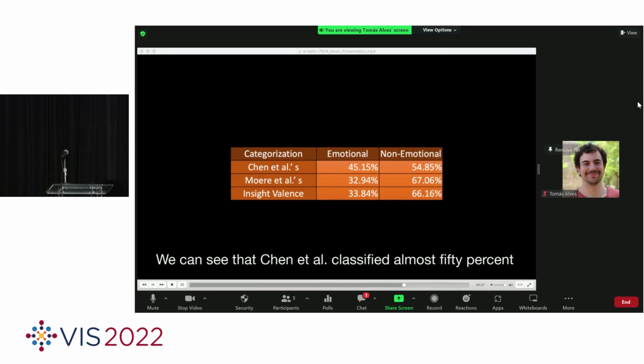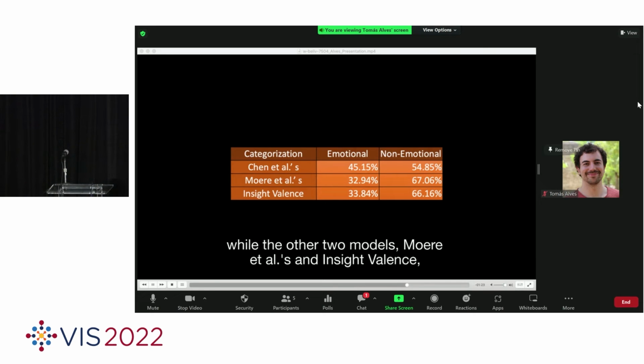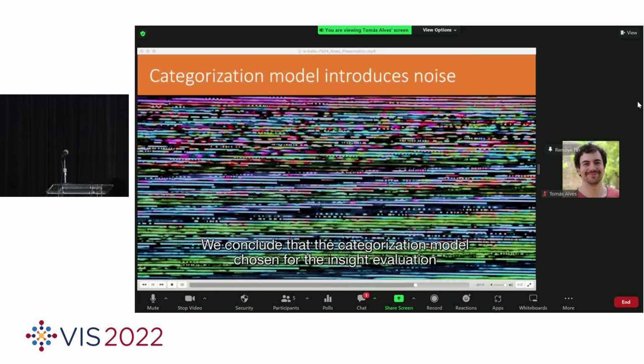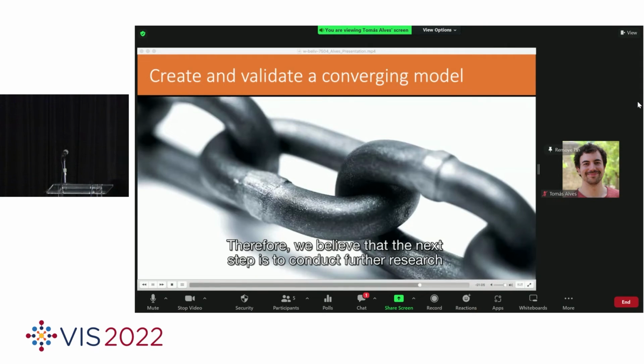Classified almost 50% of the insights as emotional, while the other two models, Moore et al. and Insight Balance, classify about the same number of emotional insights, meaning that, again, there's a discrepancy in the distributions based on the same corpus of responses. We can conclude that the categorization model chosen for the insight evaluation may introduce noise in the study results. Therefore, we believe that the next step is to conduct further research to create and validate a new model.